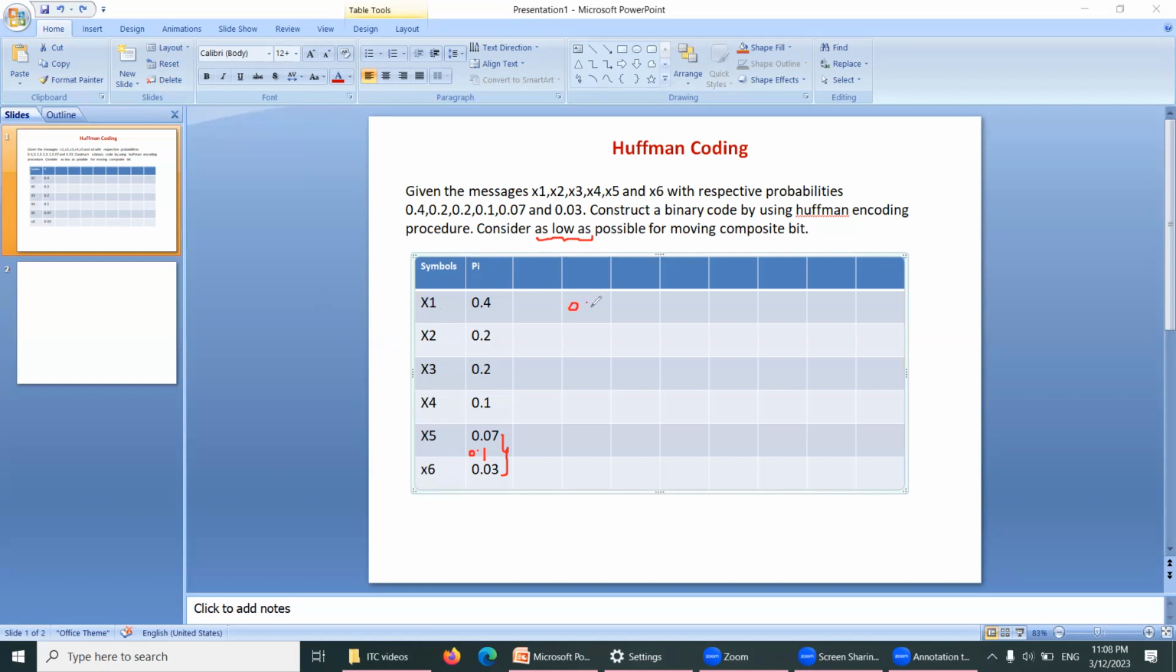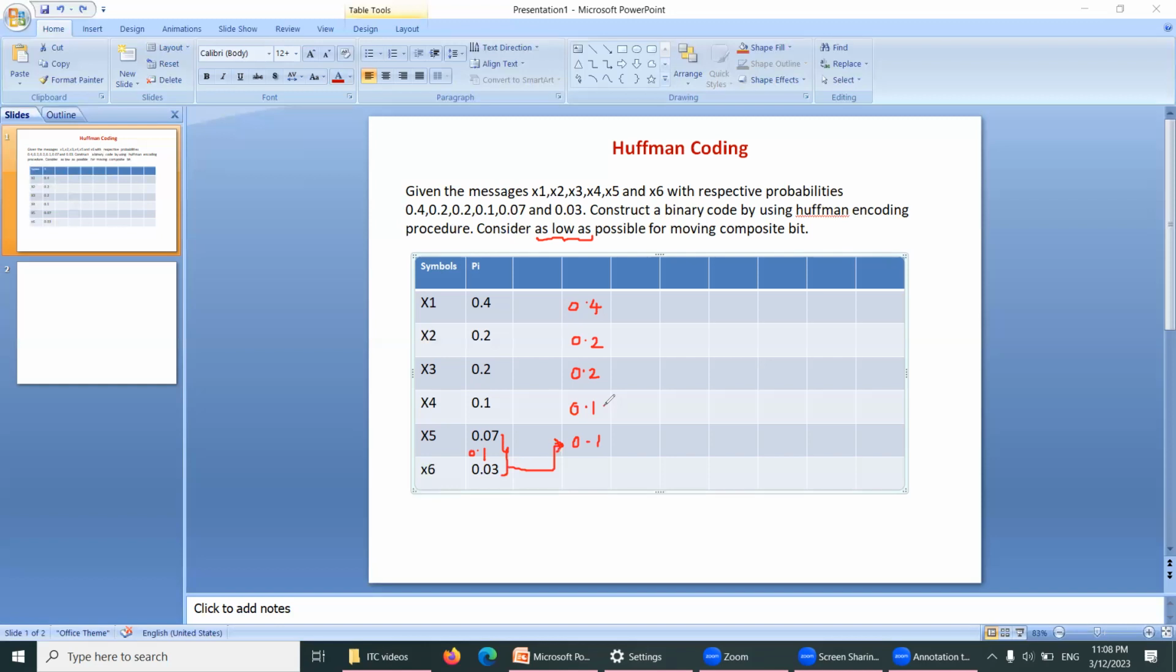So 0.4 is unaffected, it remains as it is. 0.2 is as it is, and this other 0.2 is as it is. This 0.1 will be in its place because my new probabilities should go as low as possible. That is the reason I combine those two probabilities and write 0.1. If they had given as high as possible, I would place it above the actual 0.1. But in this problem, they have given as low as possible, so I consider the last priority.